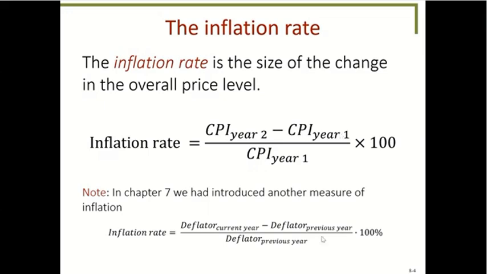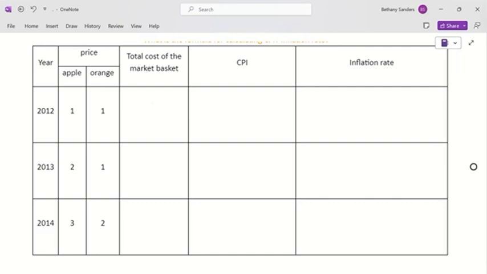Let's practice this. This is an example from our worksheet that you can follow along with. In this case, the market basket is defined as 3 apples and 5 oranges. So we can start by calculating the total cost of the market basket for 2012, which we are assuming is the base year. So we know that 3 apples at $1 a piece is 3. And then we also know that 5 oranges at $1 a piece is 5, so that our total cost of market basket for 2012 is 8. Because this is our base year, the CPI is just 100 and we will not have an inflation rate.